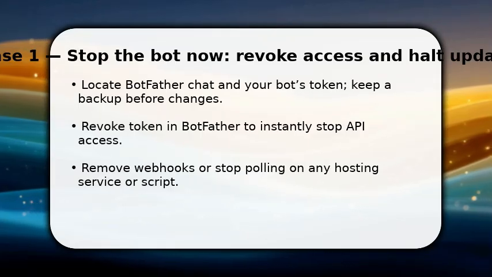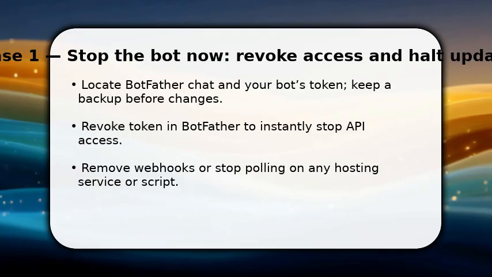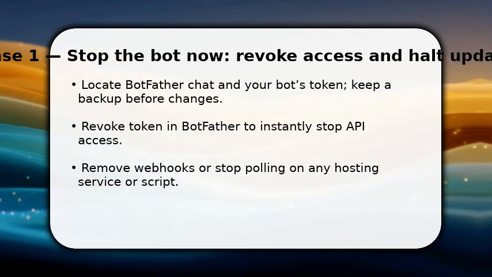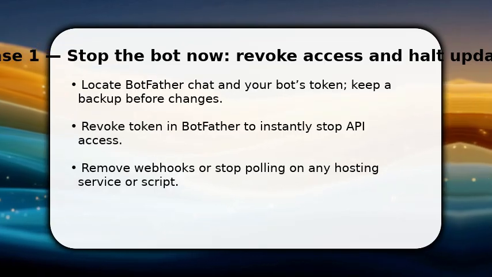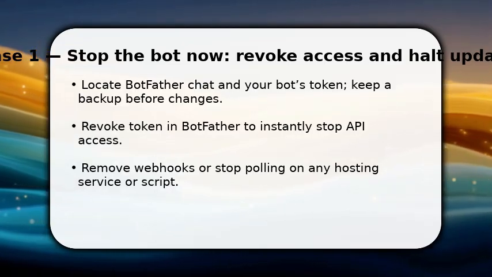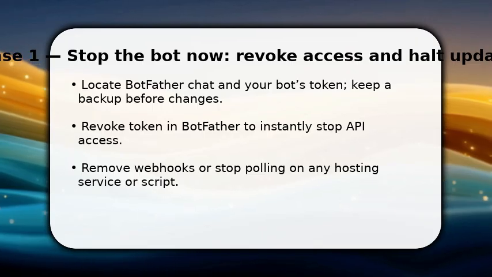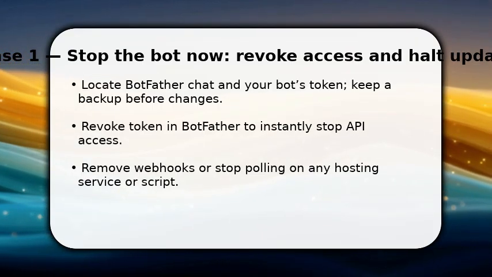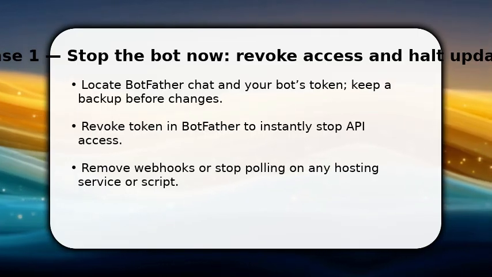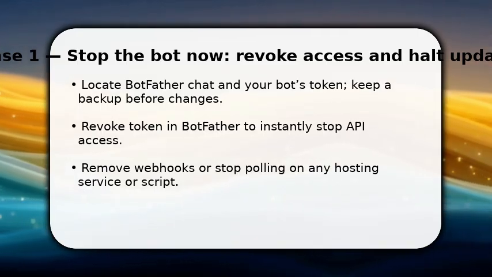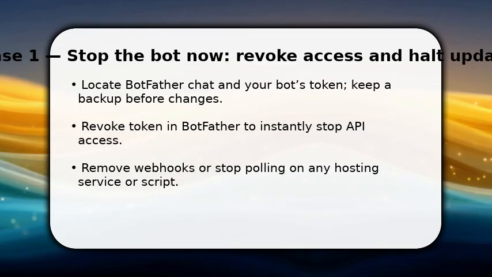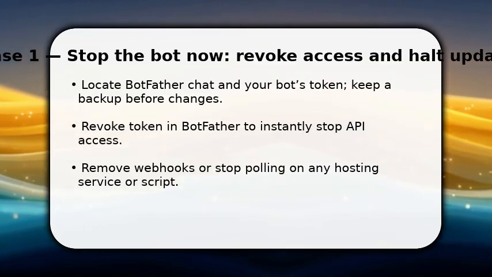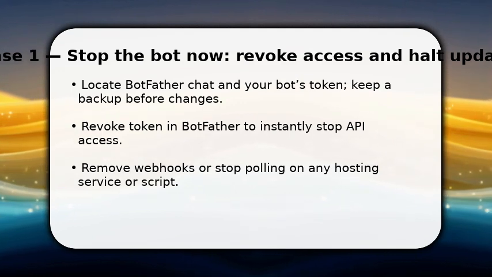You start by taking control of the token and update channel. Open BotFather and copy the bot token, then revoke it immediately to deny further API calls. Next, remove any webhook URL or stop running polling scripts on your server. This prevents new updates from reaching your code. Once done, confirm hosting processes are stopped or suspended, because a revoked token plus stopped processes is the only method that halts a bot without blocking its account.